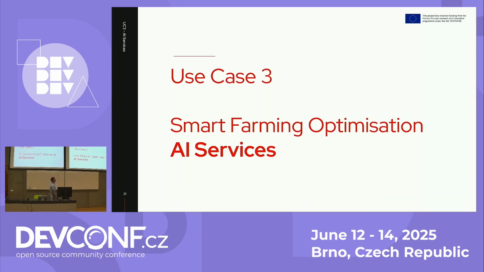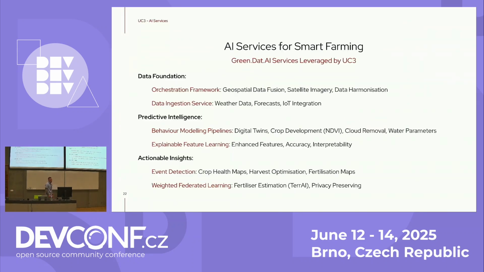So then the AI services. The first of all is the data foundation. This is where we make sure that we have the right data in the right format. And the orchestration framework is basically gathering, cleaning, and combining information about the farm. So it handles data fusion and satellite image pre-processing. Then we have the data ingestion service, which is pulling in external data like weather forecasts, other IoT sensors.